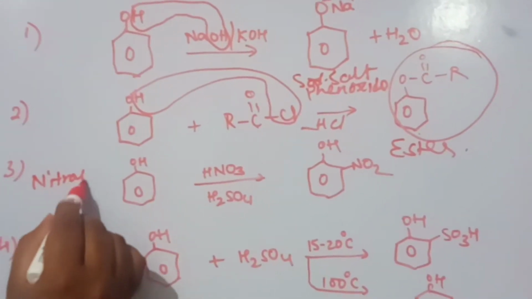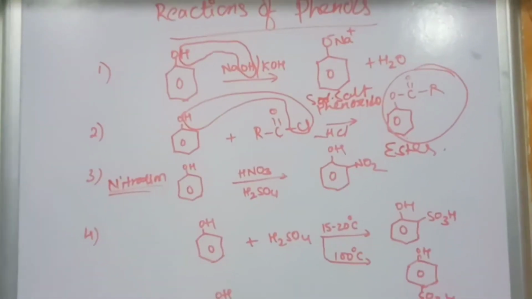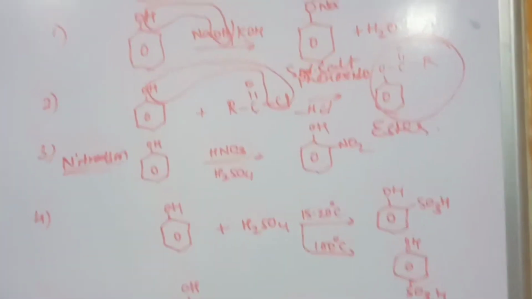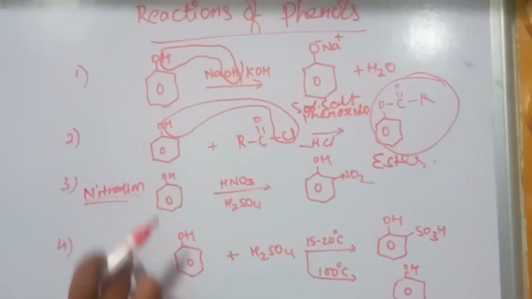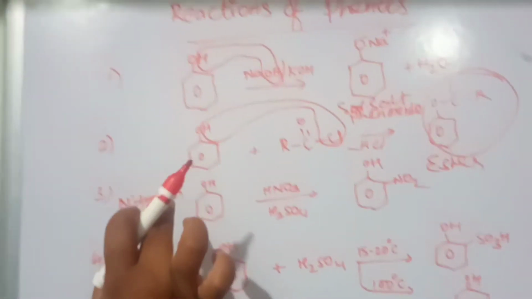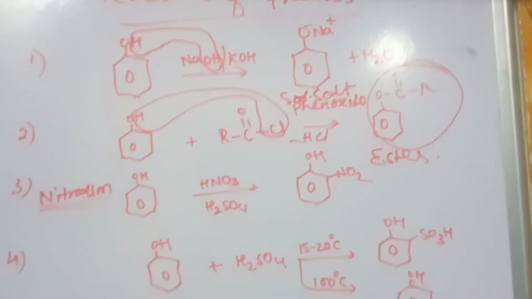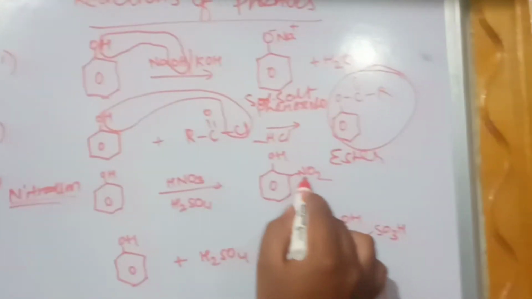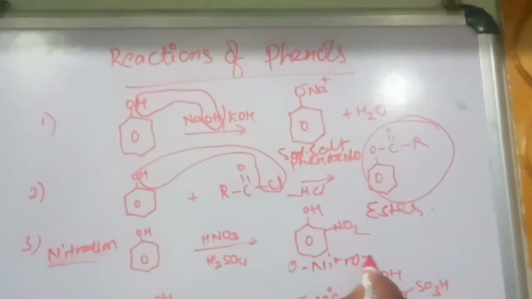As we know, phenols are aromatic compounds. Like benzene, they will also undergo nitration, sulfonation, halogenation, Friedel-Crafts alkylation and acylation. All benzene reactions, phenols also undergo. You already know that when phenol or an aromatic compound reacts with nitric acid in the presence of sulfuric acid, it forms 2-nitro or orthonitrophenol.